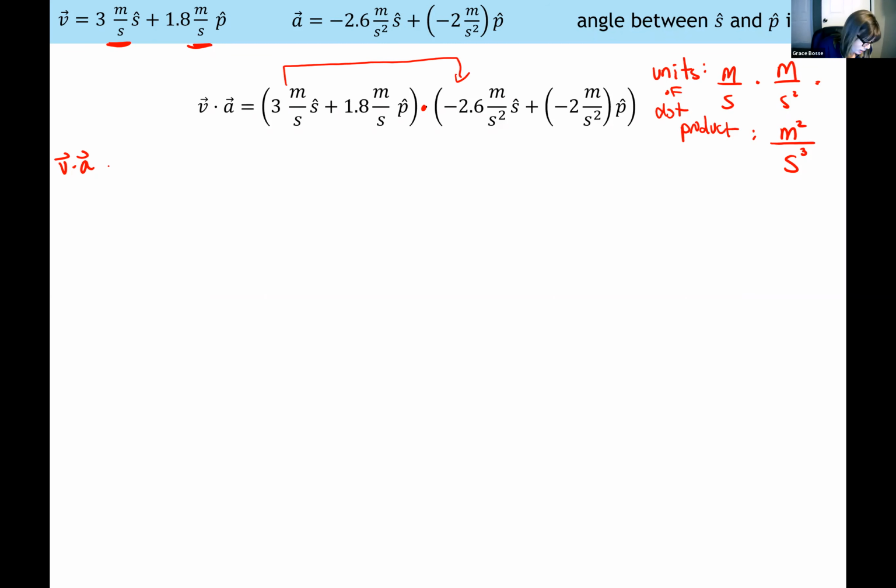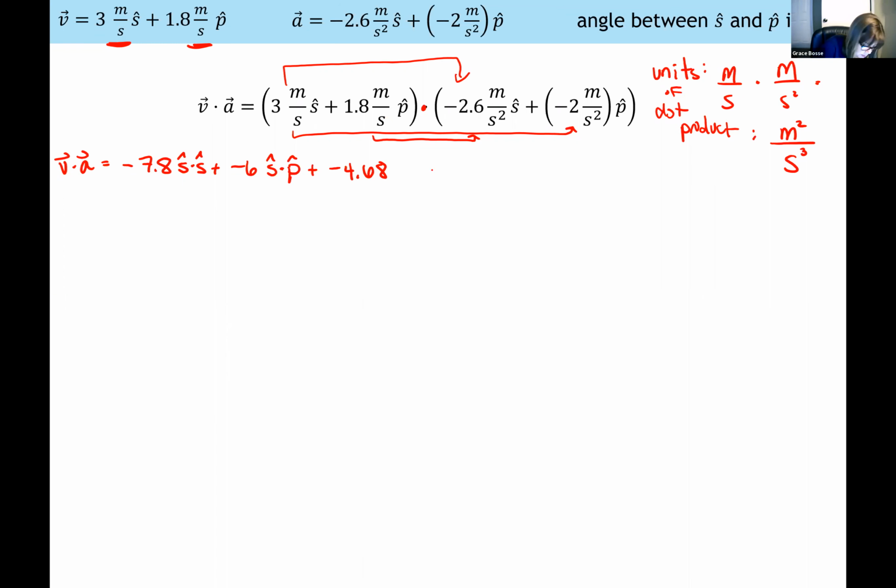So I get negative 7.8 s hat dot s hat. Now let's do the outer terms. So 3 times negative 2 is negative 6. This time I get s hat dot p hat. Now let's do the inner terms. 1.8 times negative 2.6, I get negative 4.68.